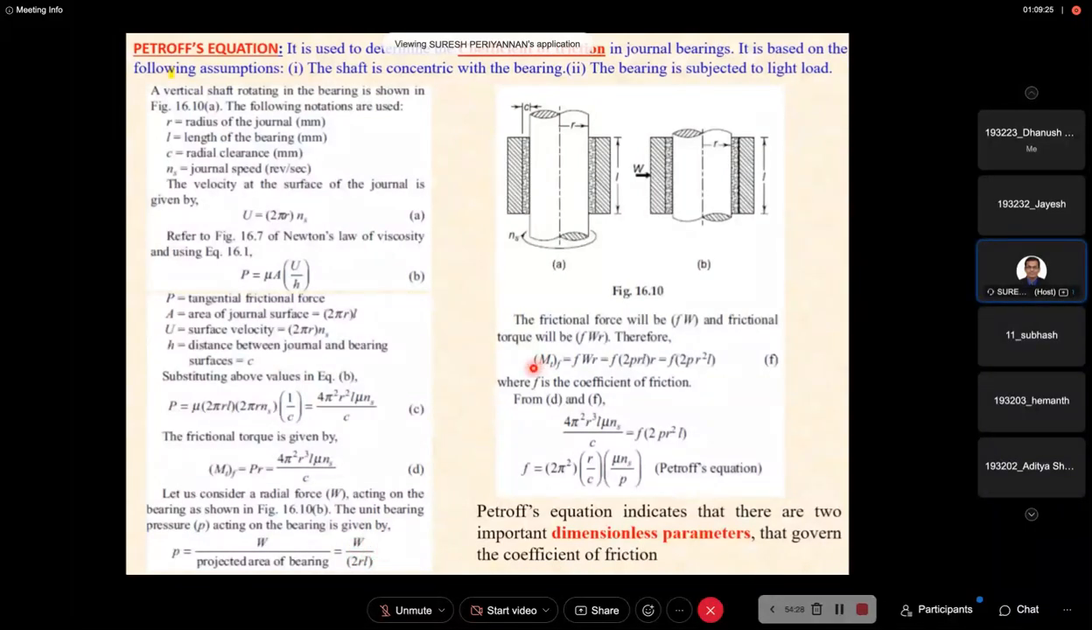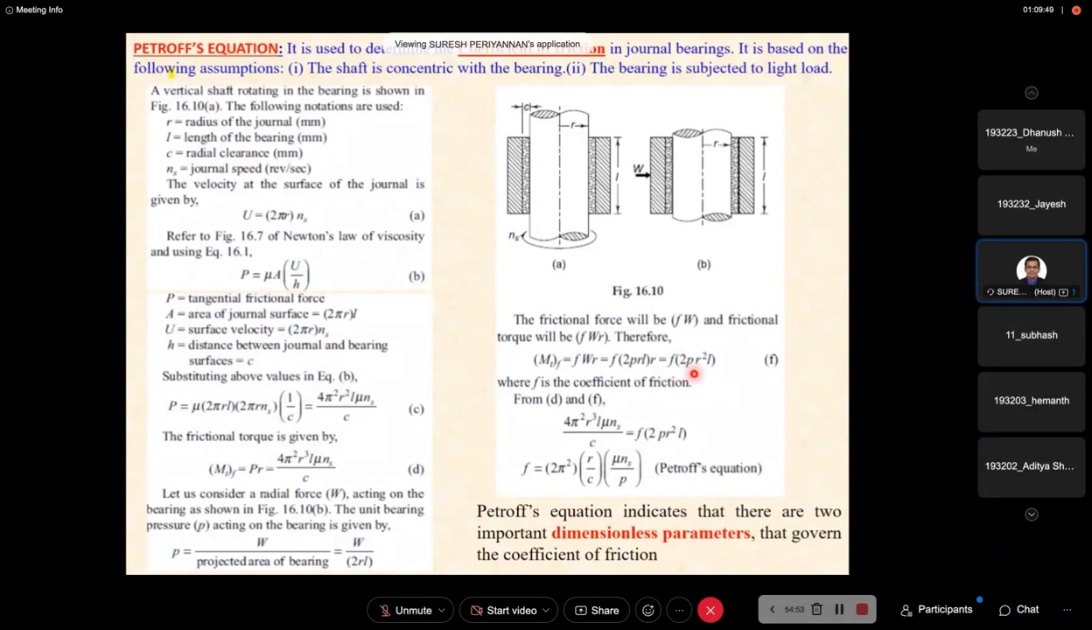find out our torque, how much frictional torque. Here, frictional torque is F into W into R, due to the coefficient of friction of the fluid. Friction of the fluid is nothing but the coefficient of friction of the lubricant fluid. Then F into W into R, where R is our radius of the channel. That will give you frictional torque.